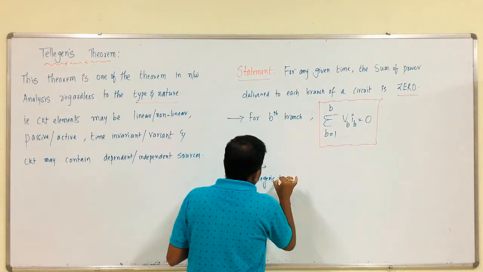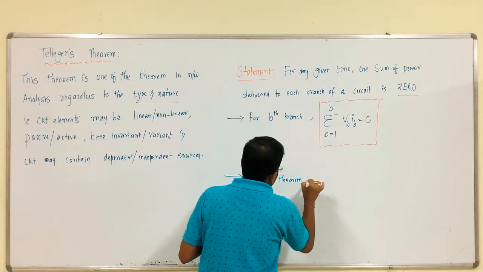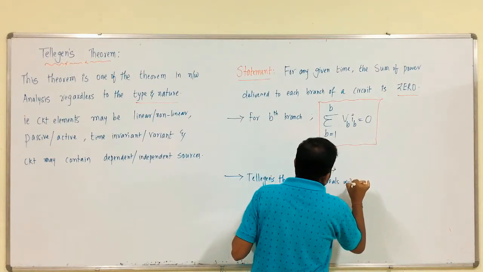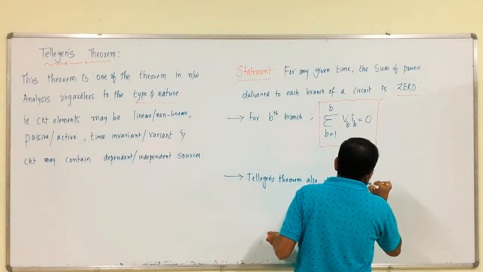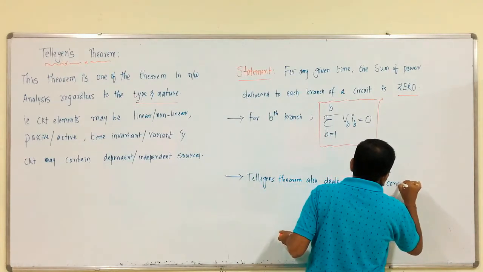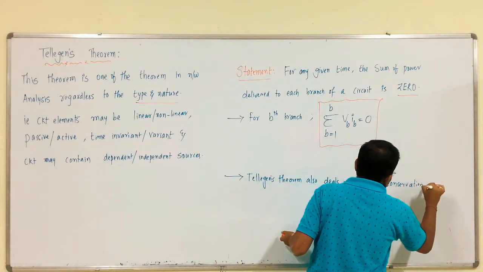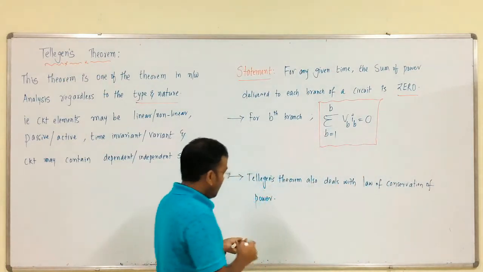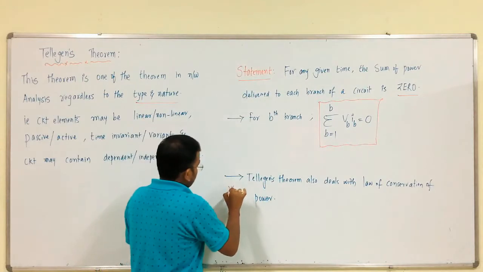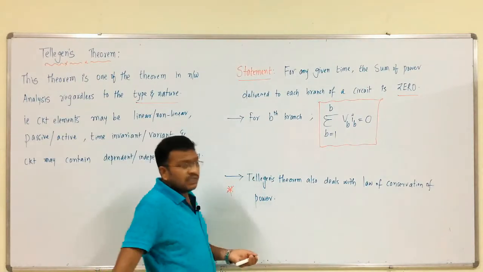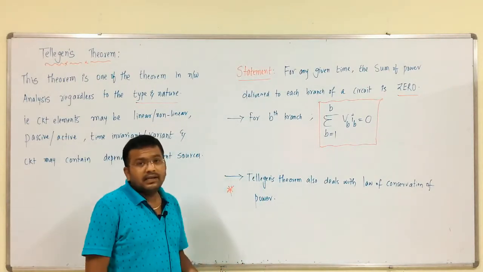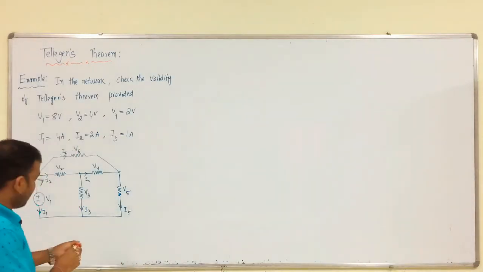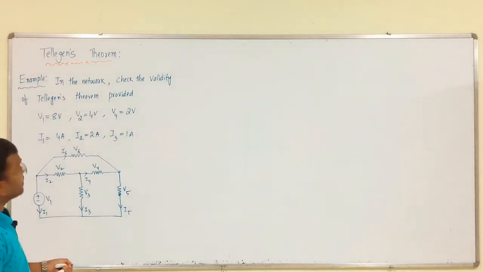Tellegen's theorem also deals with the law of conservation of power. This is a very important observation. The sum of power in a circuit being equal to 0 means it deals with the law of conservation of power. Next we will discuss an example for Tellegen's theorem.